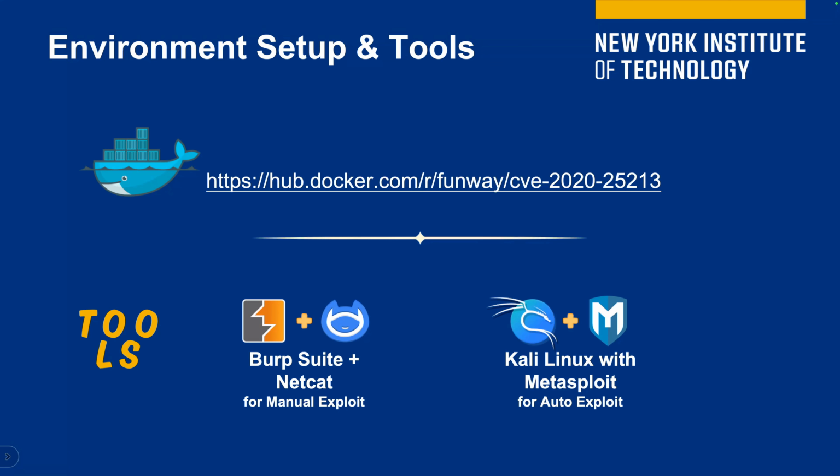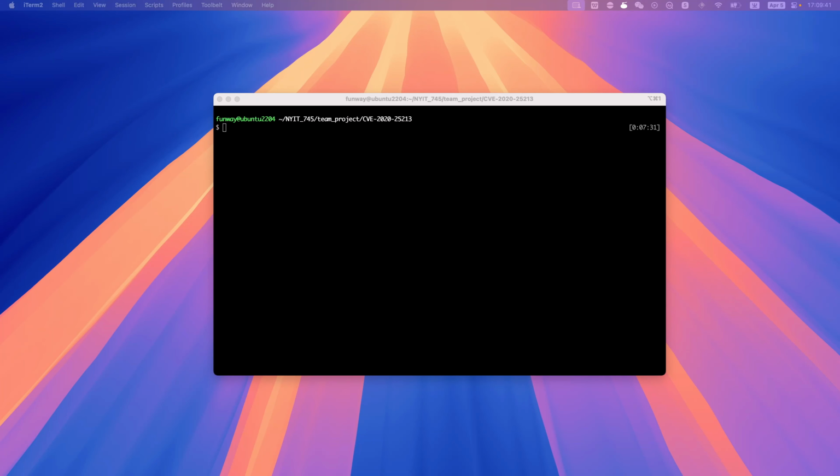Now, I'd like to show you the entire attack process step by step. Before that, we have already published a Docker image on Docker Hub, and that contains the CVE-2020-25213 vulnerability. In this demo, we will use Burp and Netcat to perform a manual exploit. And after that, I will show you how to use Metasploit in my Kali Linux to perform an automated exploit. Alright, let's set up the network environment now.